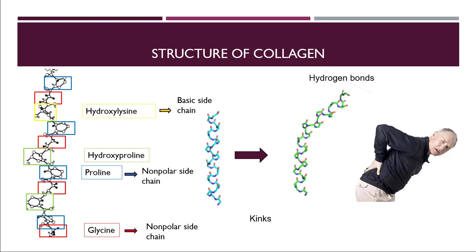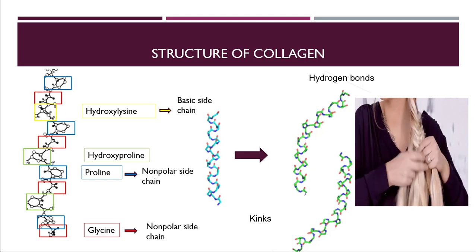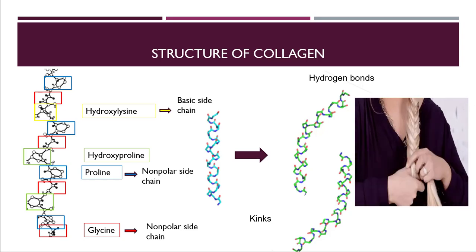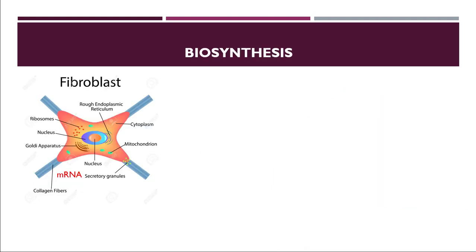Make sense, right? Okay, now we have 3 different polypeptide chains having kinks in them, and they are coiling upon each other just like you're making a braid of your hair. Okay, bingo. Let's go to the next slide. Now let's see how collagen is synthesized in our body.